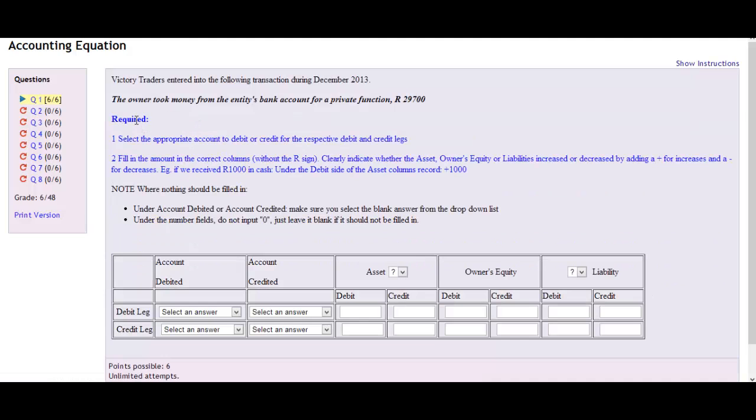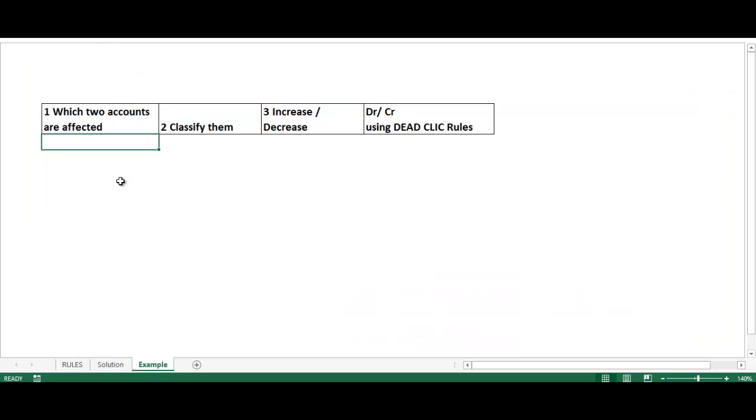Right, so here we go. The owner took money from the entity's bank account for a private function, 29,700 Rand. So to help us to determine our debit and credit leg here, we're going to answer those 3 or 4 questions to determine the debit and credit. So the first one is, which 2 accounts are affected? Well, the owner took money from the business. So the business is losing money. So we definitely know that one of the accounts is going to be bank.